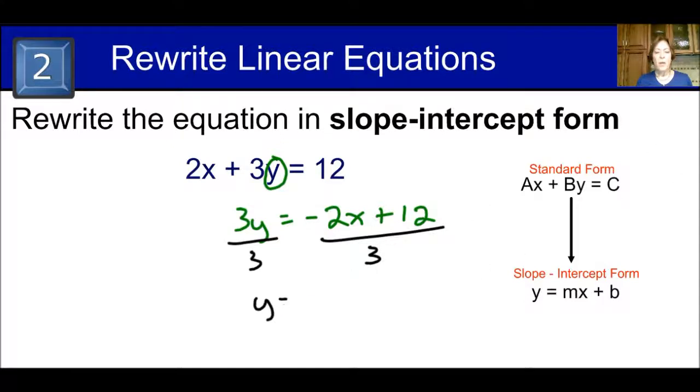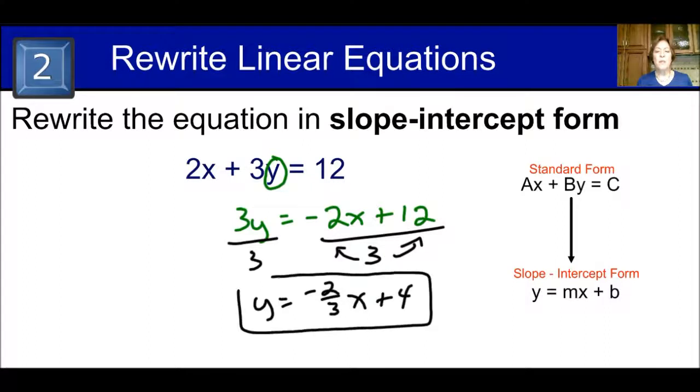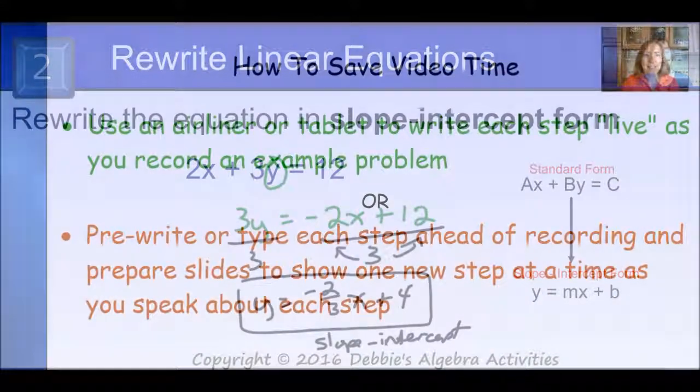And here I will have the 3 divide both the negative 2x and the 12. So let's take care of this part first. So negative 2 over 3, negative 2/3 x, and this is going to be your rise over run, so it's not a problem to be a fraction. And then here we'll look at the 12 divided by 3, and so our equation is y equals negative 2/3 x plus 4, and that is now written in slope-intercept form from standard form.